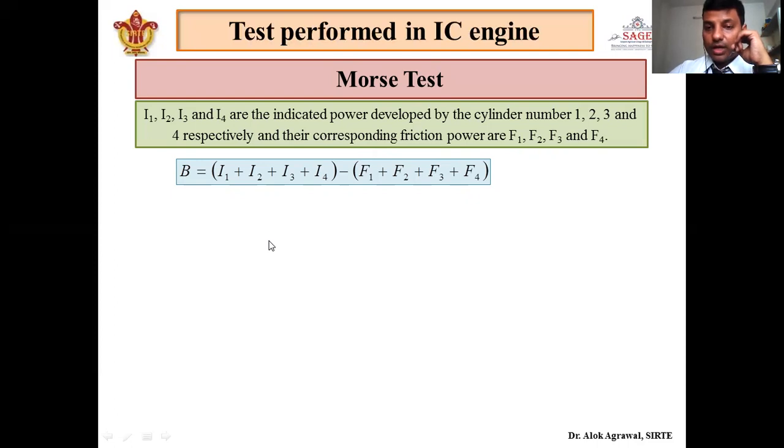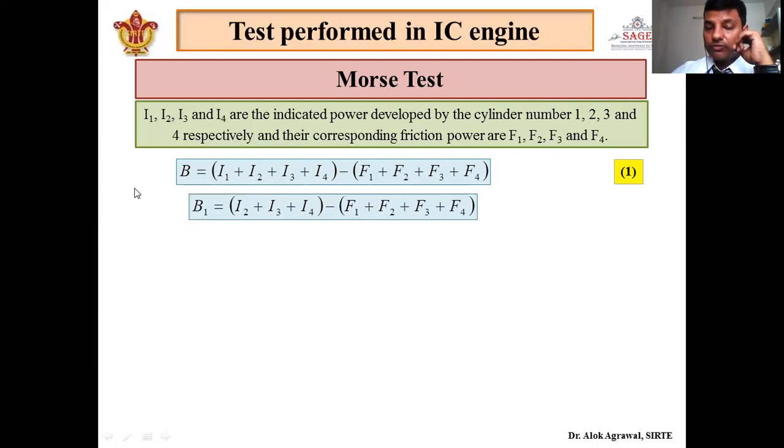Okay. Again, what is our aim? Our aim is to evaluate the indicated power and friction power of the engine. Now give this equation 1. Now what will be the B1? B1 is when cylinder 1 is cut off. So when cylinder 1 is cut off, there will not be any combustion in cylinder 1, so indicated power will be 0. So I1 will be 0. So what will remain? I2, I3 and I4 will remain. But it has been assumed that friction power will remain the same whether the engine is working or not. So friction power will remain the same, that is F1 plus F2 plus F3 plus F4. So B1 will be like this. Give this equation 2. I hope it is clear.